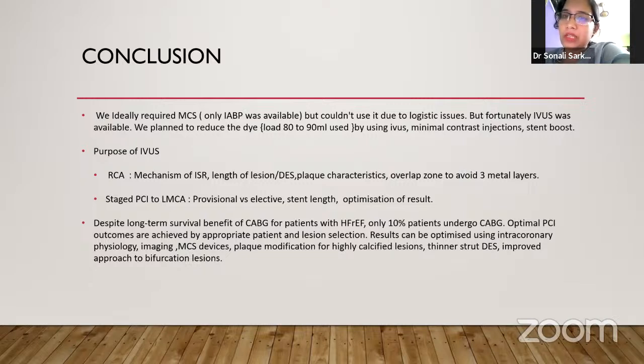Also, there is long-term survival benefit of bypass for patients with heart failure with reduced ejection fraction, but only 10% of these patients undergo CABG. And optimal PCI outcomes are achieved by appropriate patient and lesion selection. These results can be optimized using intracoronary physiology, imaging, mechanical circulatory support devices, plaque modification for highly calcified lesions, using thinner strut DES, and improved approach to bifurcation lesions.